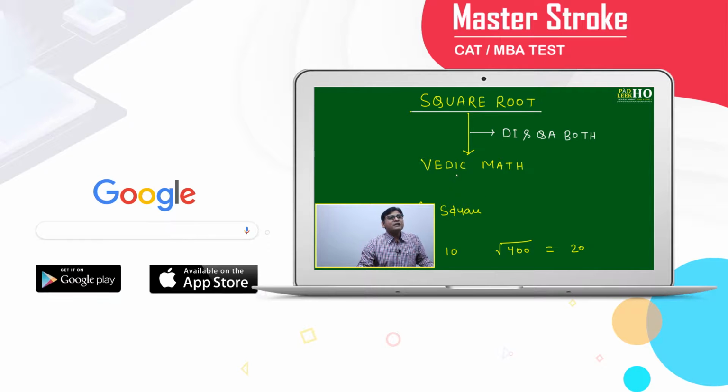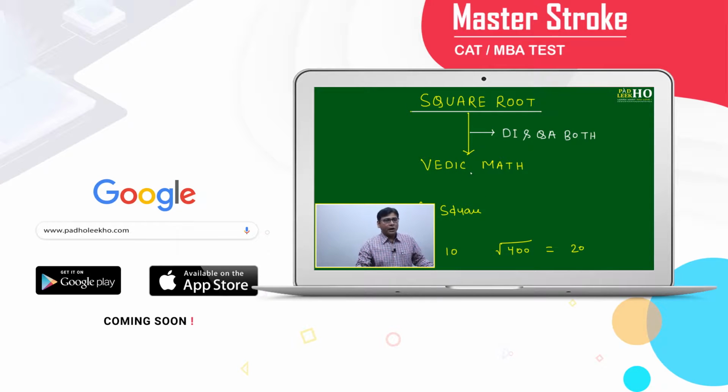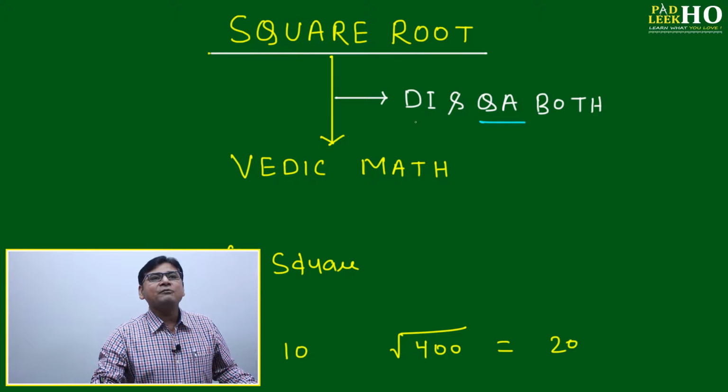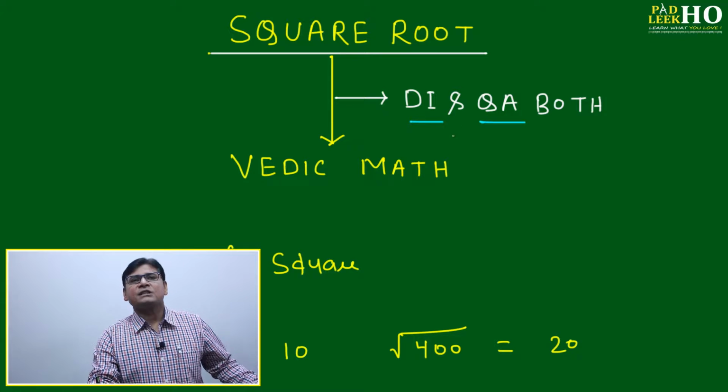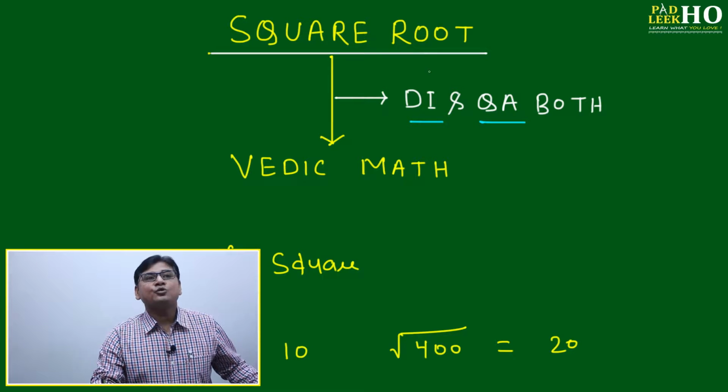This is one of the master strokes related to square root. Square root is, again, one of the important techniques for both your Quant point of view and your DI point of view. In both sections, you will find a lot of questions, or a variety of questions, where this technique can be used, like a square root. How to find the square root of any number.